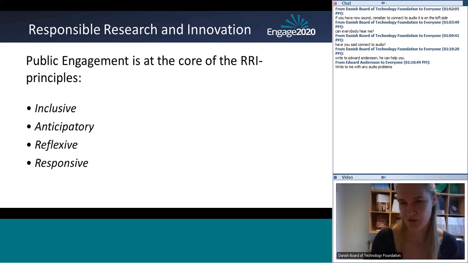RRI is also about, it's a cross-cutting theme. It's about ethics, it's about governance, but it's also about public engagement. So we are supporting the principle of public engagement in responsible research and innovation.